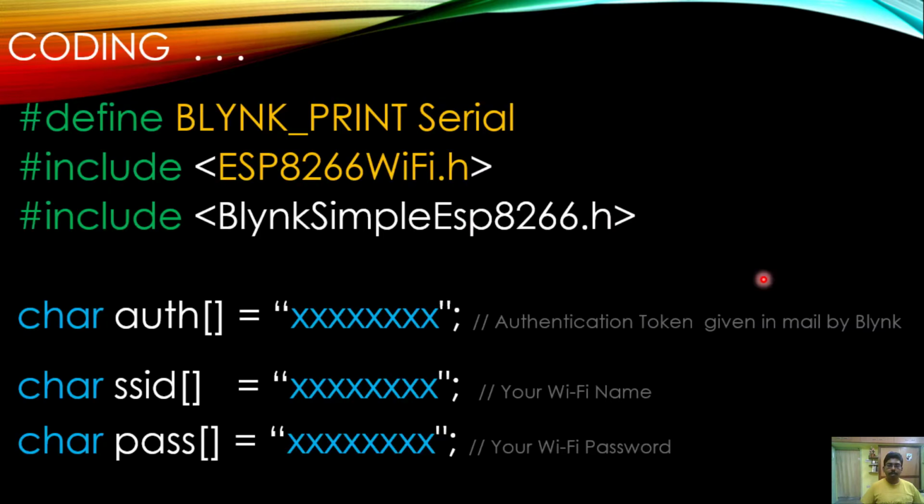We move to the coding part. Here we have define BLYNK_PRINT Serial, and then we need to include two libraries. One is ESP8266WiFi.h and another library is BlynkSimpleEsp8266.h. Then we are defining a character array of authentication code. This authentication code is given in the mail by Blynk app. We will see this later. And this is the char array for SSID, and this is your Wi-Fi name. You should give your Wi-Fi name here. This char array for password, you should give your Wi-Fi password over here.